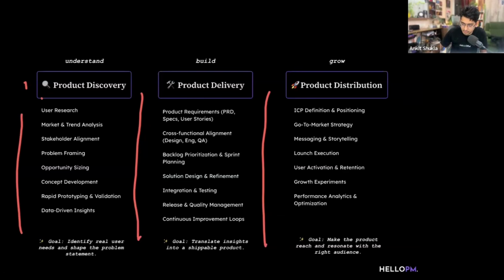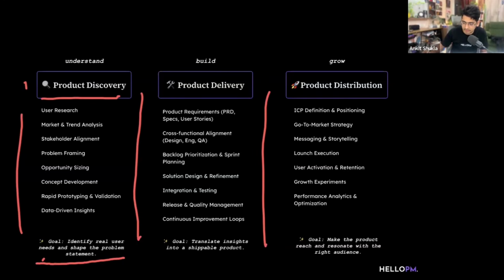So as a product manager, you do product discovery. In product discovery, your purpose is to identify real user needs and shape the problem statements, right? So that you are able to come up with better solutions or maybe a range of solutions. If you make a mistake here, your direction is wrong. You are setting yourself up for failure.